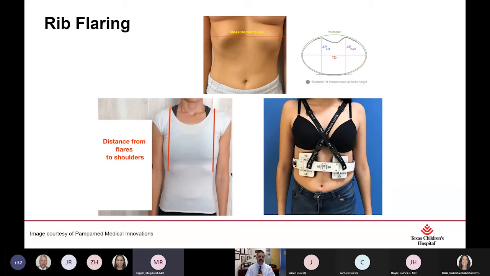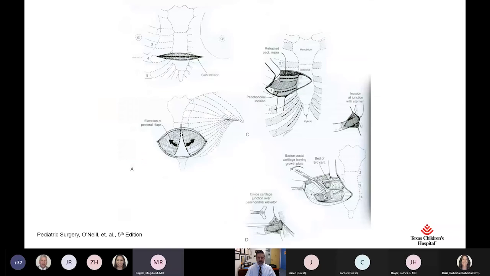And here we can use it to flatten those areas because it's all cartilage. We can change it over time as they grow, and we can use this to our advantage to improve these patients. I'm just going to talk a little bit about surgery for carinatum.